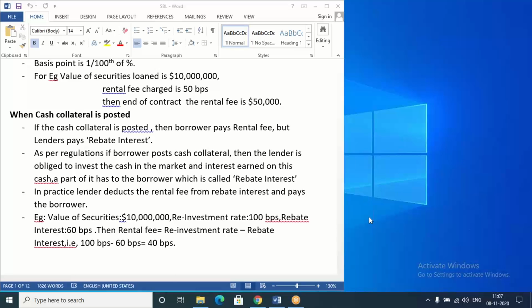Yes, Anupam. So what would happen now is instead of paying the rebate interest to the borrower, they would just deduct it from the reinvestment rate. The remaining would be the rental fee that they would charge the borrower, instead of paying him the rebate interest and then charging him the rental fees again. Can I continue?